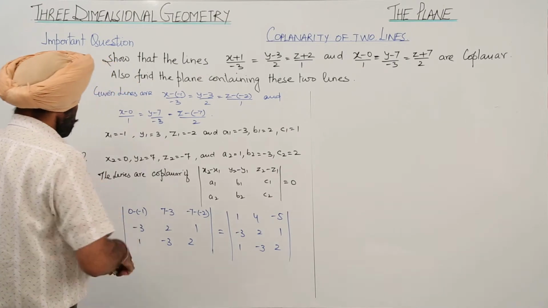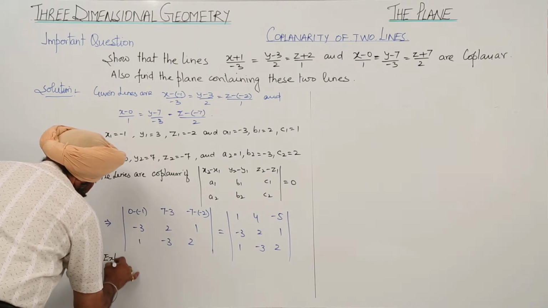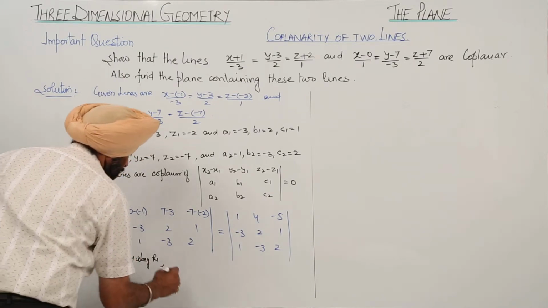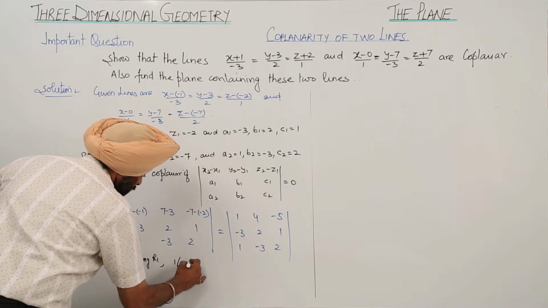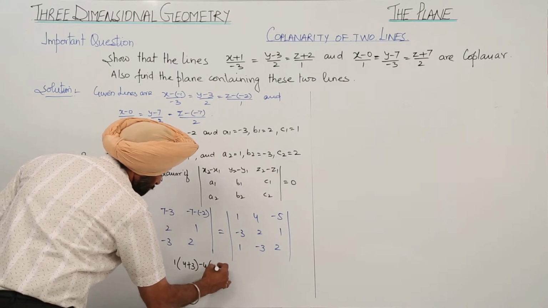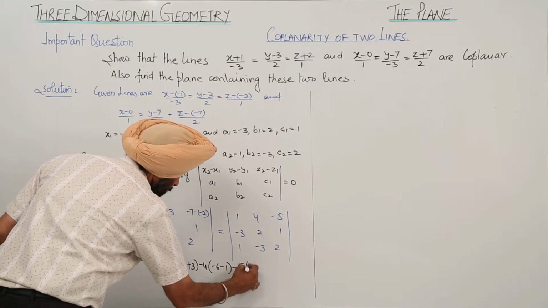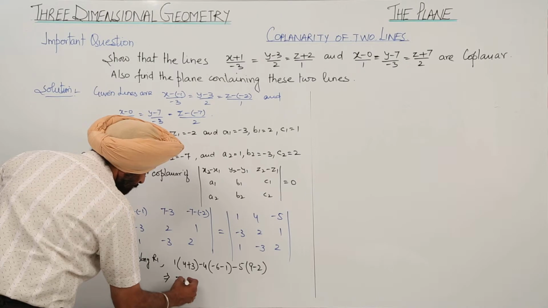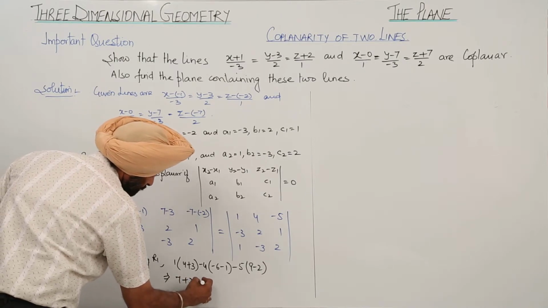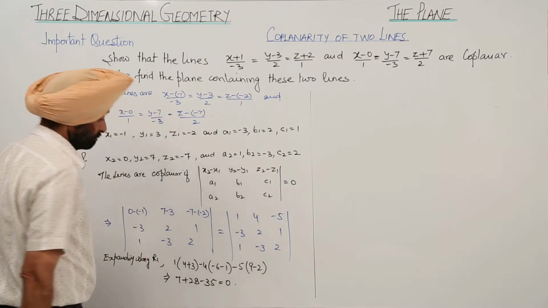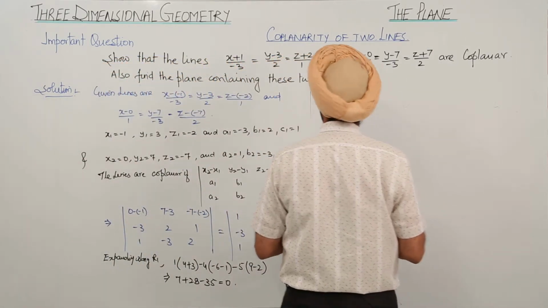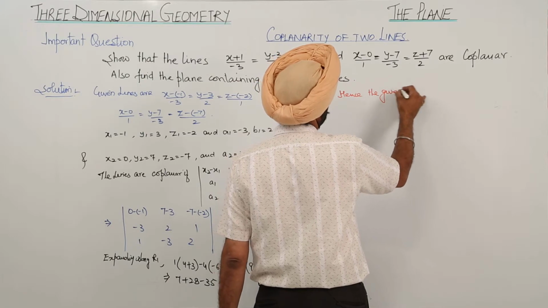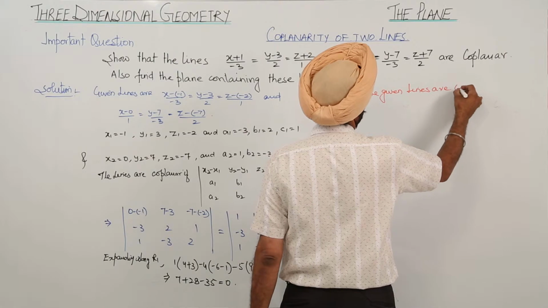Now expanding along R1, we are getting 1 with 4 plus 3, minus 4 with minus 6 minus 1, minus 5 with 9 minus 2, and this is equal to 7 plus 28 and minus 35, which is equal to 0. Hence the given lines are coplanar.